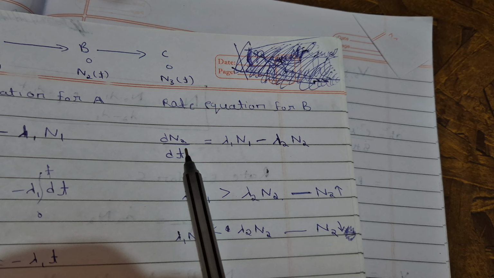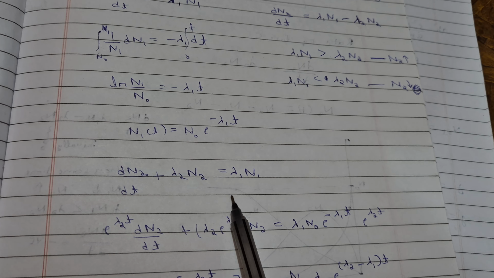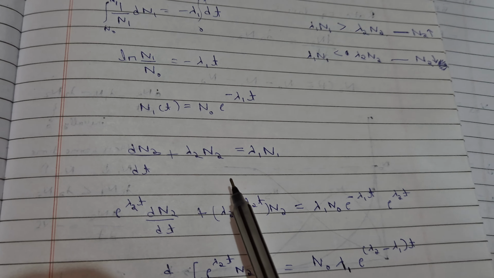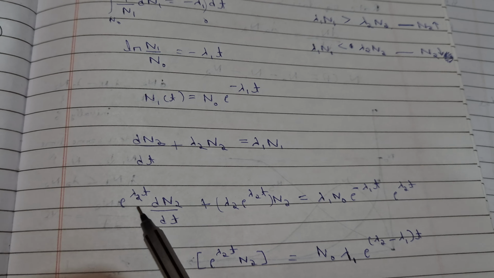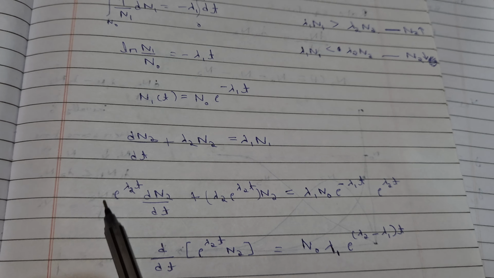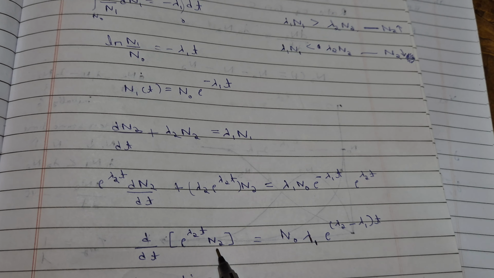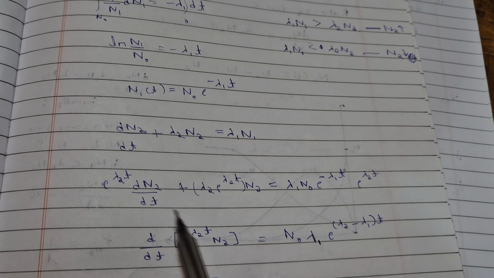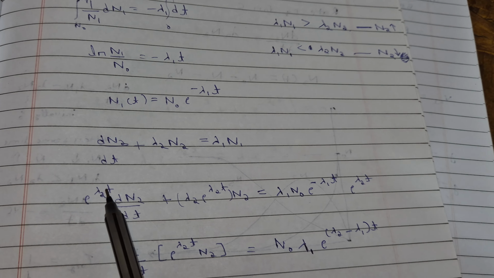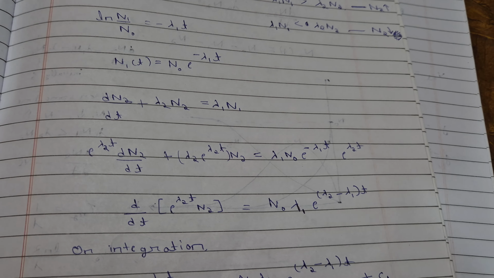Now we need to solve this equation to find n2(t). Take this to the left hand side. Now we multiply the whole equation by the factor exponential lambda 2 t. You will see why we are multiplying: because we know how to find the solution of this differential equation. If you take the differentiation of the product exponential lambda 2 t and n2 using the product rule, you will again get this, so we can summarize this into this. That's why we multiply by exponential lambda 2 t, and here it becomes exponential lambda 2 minus lambda 1 t times lambda 1.